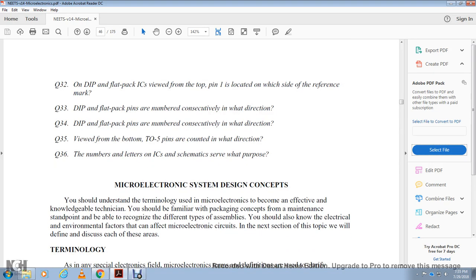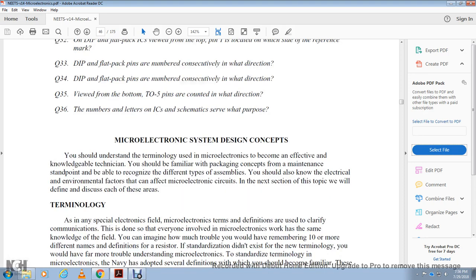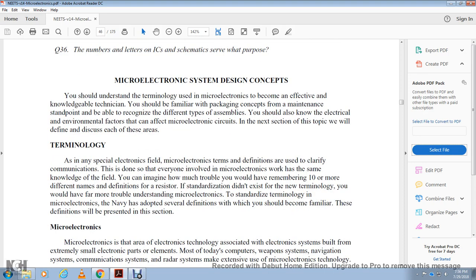Alright, microelectronic system design concepts. You should understand the terminology of microelectronics. To be effective, the technician should be familiar with the packaging concepts from the maintenance standpoint and be able to recognize the different types of assemblies. You should also know the electrical and environmental effects of microelectronics. In the next section of the topic, we will define and discuss each of these areas. Terminology: in a special electronic field like microelectronics, definitions clarify communication so everyone involved with microelectronics works with the same knowledge of the field.